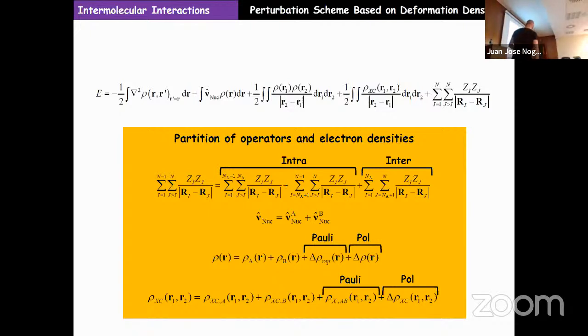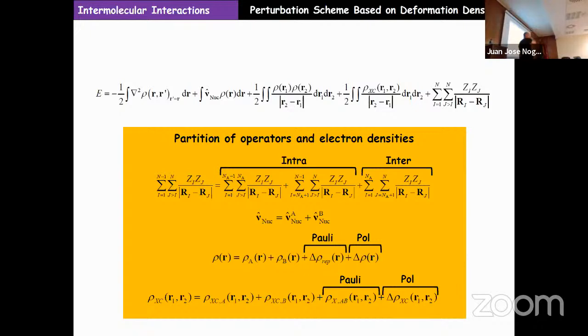Okay. Now, the nuclear potential operator. This is the potential created by the nucleus, and I can split it simply into the summation of the nuclear potential operator of A and B. Now, the one electron density. I can say that the electron density is a summation of the electron densities of my reference, which are the isolated A and B fragments, plus the deformation density due to the Pauli repulsion.